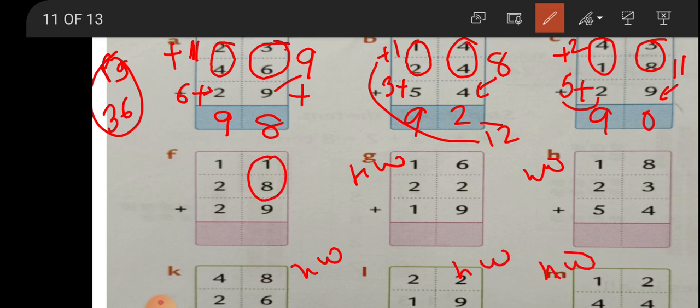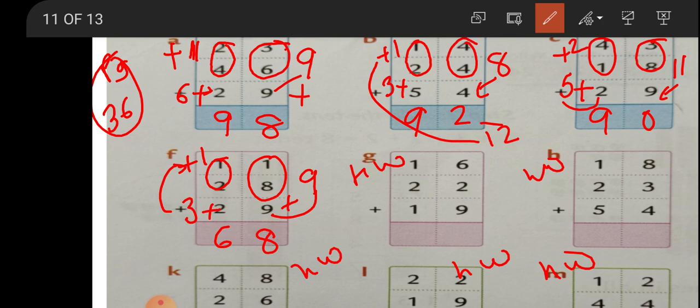8 plus 1 will give you 9. 9 plus 9 will give you 18. 8 goes here, beta. 1 will go up. Now first we will do 1 plus 2. That is 3. 3 plus 2 is 5. 5 plus 1 is 6. So it comes to 68.